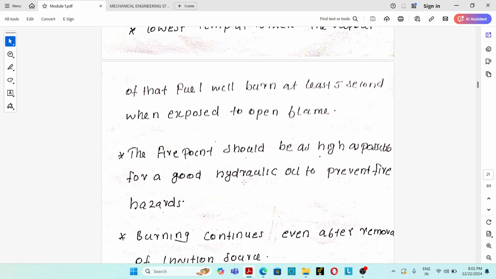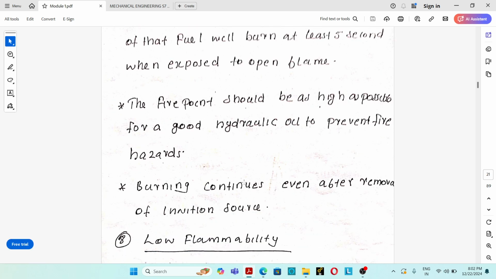In the case of fire point, the burning remains even after removing the ignition source, for at least 5 seconds. So flash point and fire point are very important properties of hydraulic oil, and they should be kept at high values to prevent fire hazards.